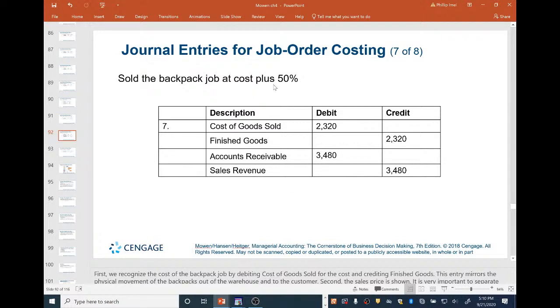And then the markup at 50%. So now we have an accounts receivable. That's an asset going up on the balance sheet. Sales revenue, that's the credit, that's money going up on the income statement. Revenue being added on the top line of your sales, that's causing it to go up. Everyone seeing that?